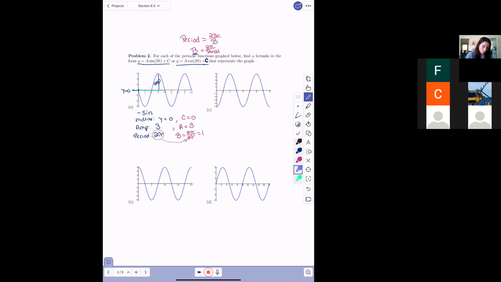So we have y equals A, which is 3. Sorry, we have a negative sign here, so we'll have negative 3 times sine. The negative comes from here. The 3 is A. Sine of B, which is 1 t. If you just write t, that's fine. Plus C, which is 0. So y equals negative 3 sine of t. Any questions there?